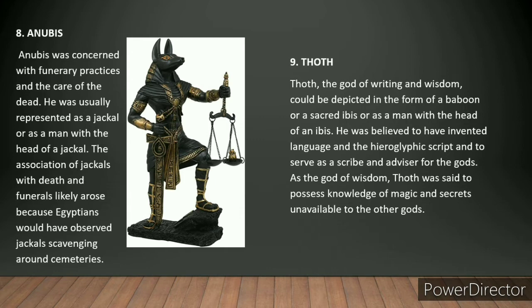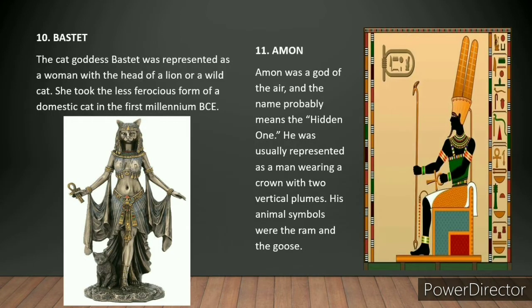Ninth, Thoth. Thoth, the god of writing and wisdom, could be depicted in the form of a baboon or a sacred ibis, or as a man with the head of an ibis. He was believed to have invented language and a hieroglyphic script, and to serve as a scribe and advisor to the gods. As the god of wisdom, Thoth was said to possess knowledge of magic and secrets unavailable to the other gods.